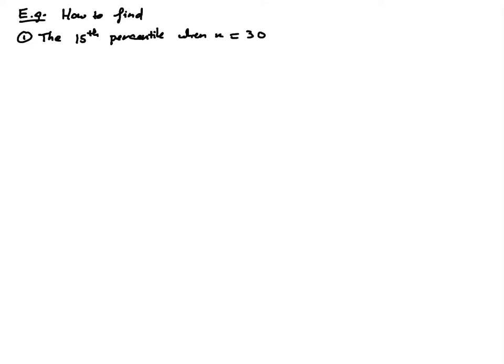In step number 2, you want to find the index I, which is equal to p divided by 100 times the number of observations. We're looking for the 15th percentile, so p is going to be 15. So we have 15 divided by 100 times the number of observations, which is 30. This is going to give you 4.5. So I is not an integer.